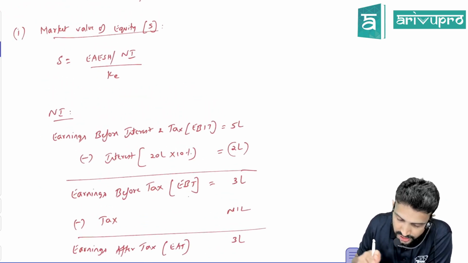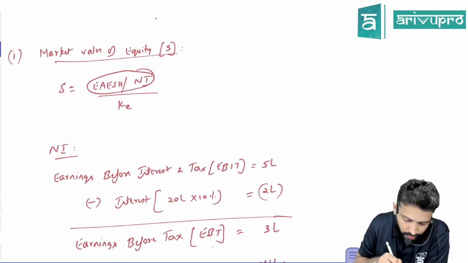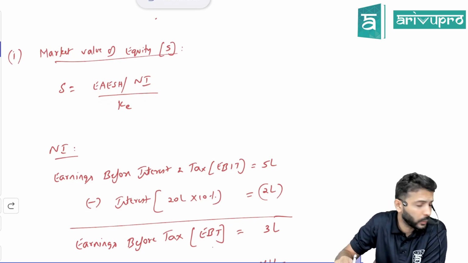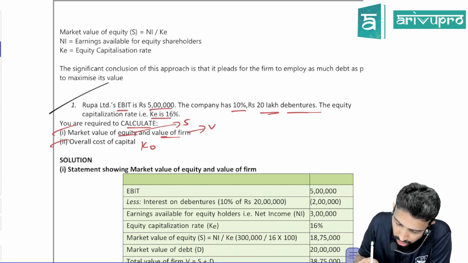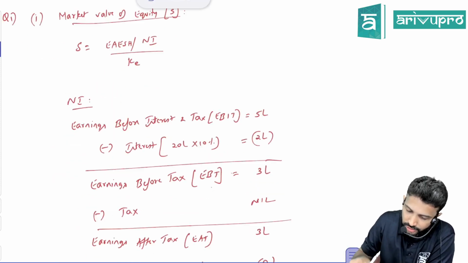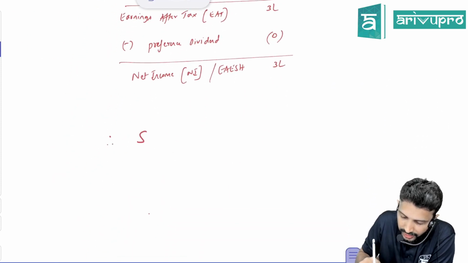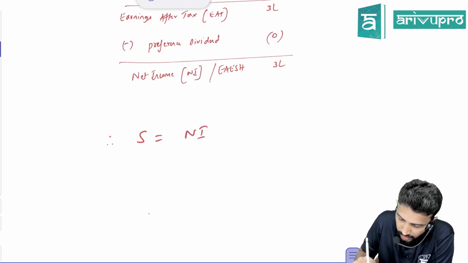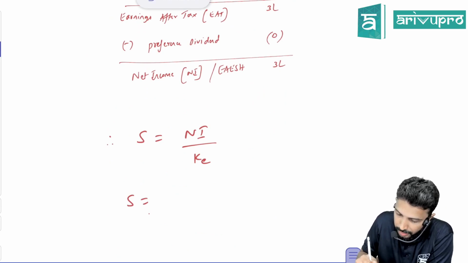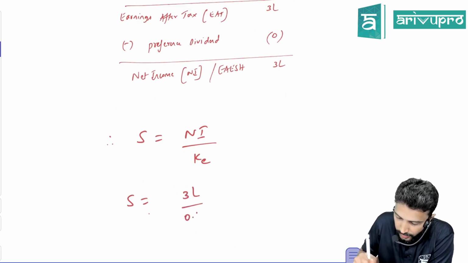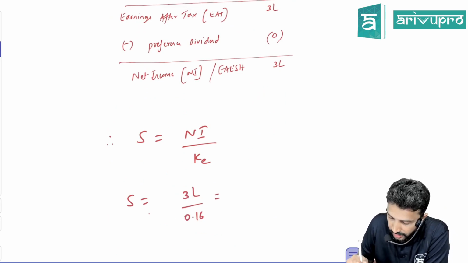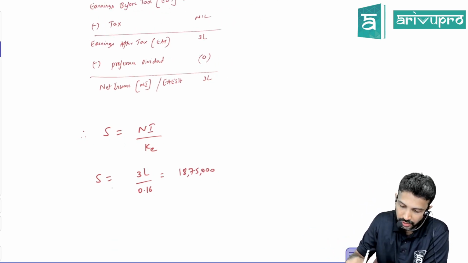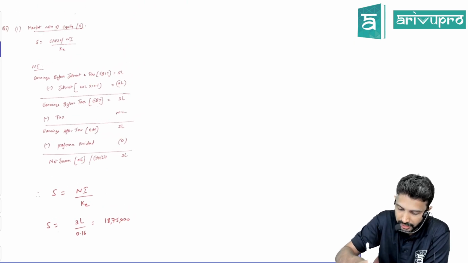All right. So the first number for market value of equity we have got. Next number, what do we need? Cost of equity. Cost of equity, do we have to find it or is it given? Cost of equity is 16%. So, what is market value of equity? Net income divided by cost of equity. Net income is 3 lakh divided by cost of equity 16%, which is 18,75,000. That is the market value of equity. Any problem, anybody till here?